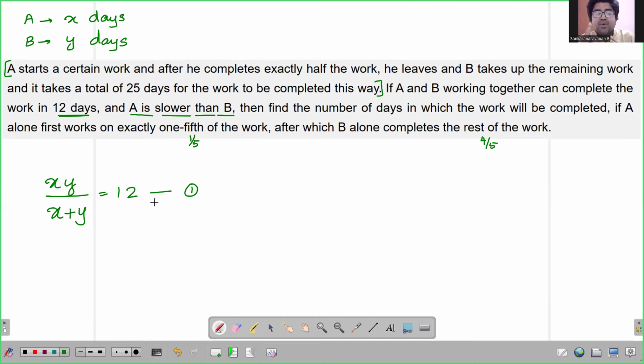If A takes X number of days and B takes Y number of days to complete the work working alone, when they work together, they will complete the work in xy by x plus y number of days. That shortcut formula, if you remember, in no time you can finish it.